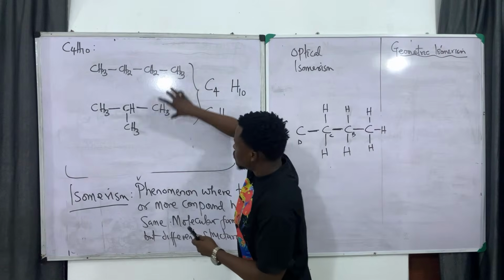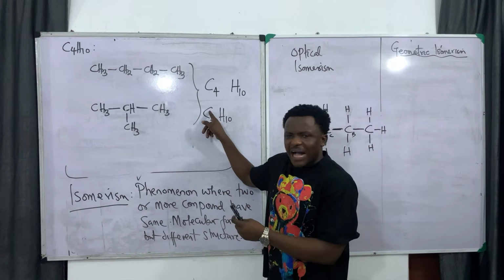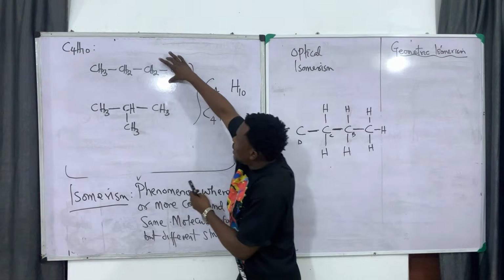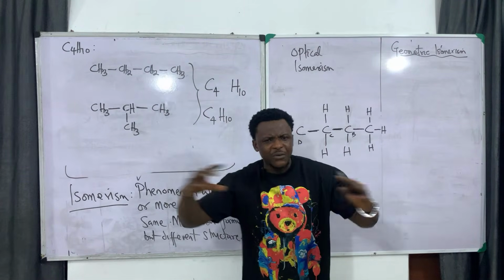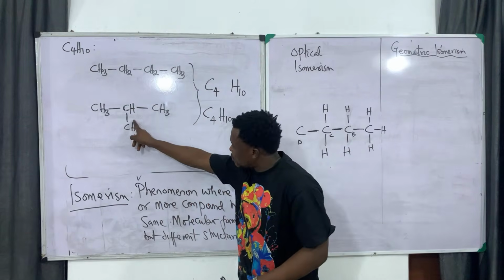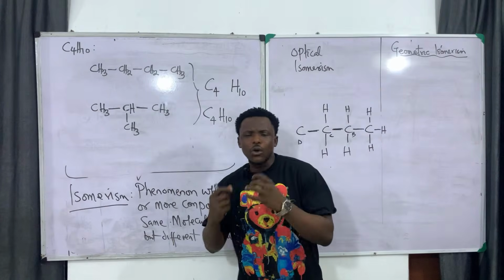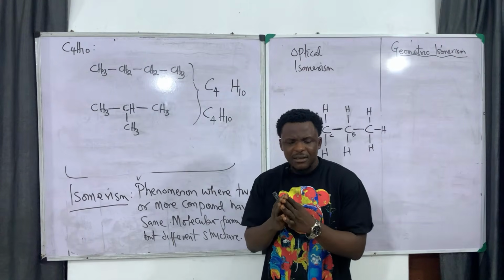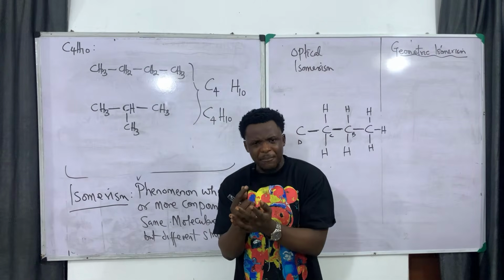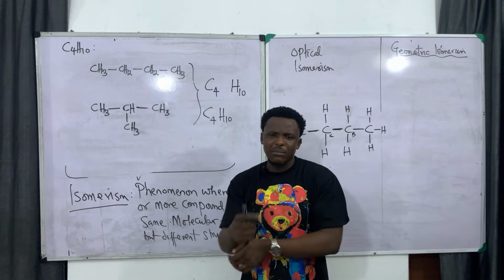So these two have the same number of carbon and the same number of hydrogen. But if you look at their structure, the way they are written, this one is written straight, while this one has a branch. So those types of compounds that have the same molecular formula, but their structure is not the same, are what we call isomers.